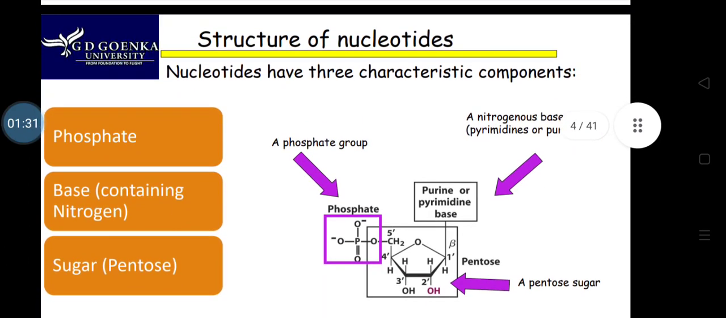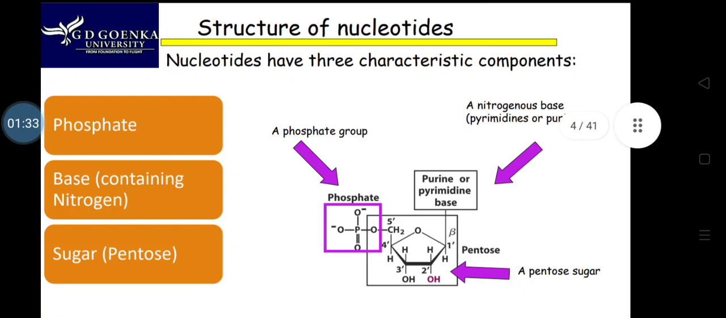In this slide you will understand how nucleotides are made. So nucleotides are made up of three basic components. First, phosphate; second, a base, which is a nitrogenous base; and third, a sugar, which is basically a pentose sugar. So these are the structure.